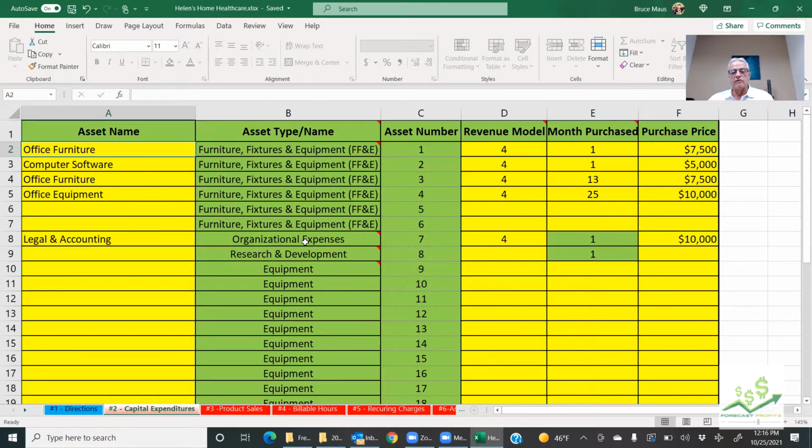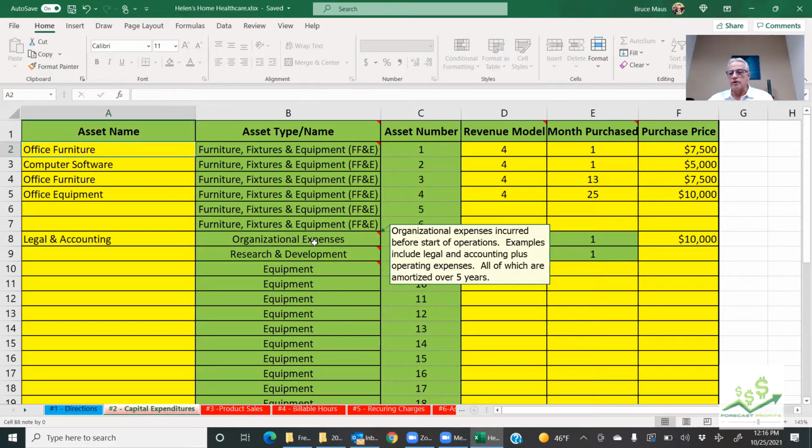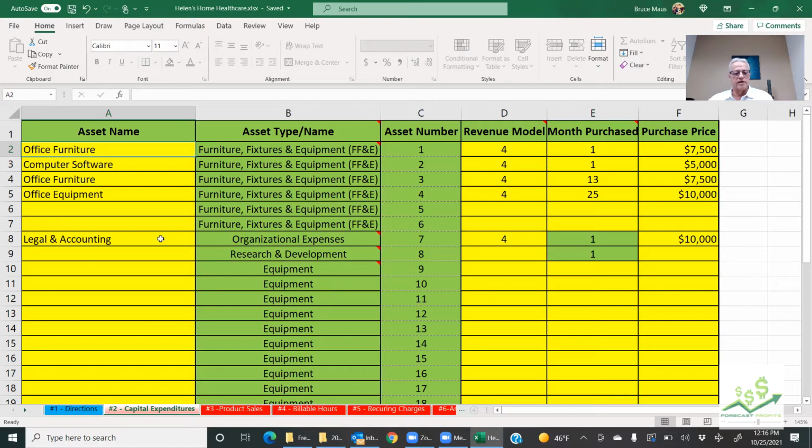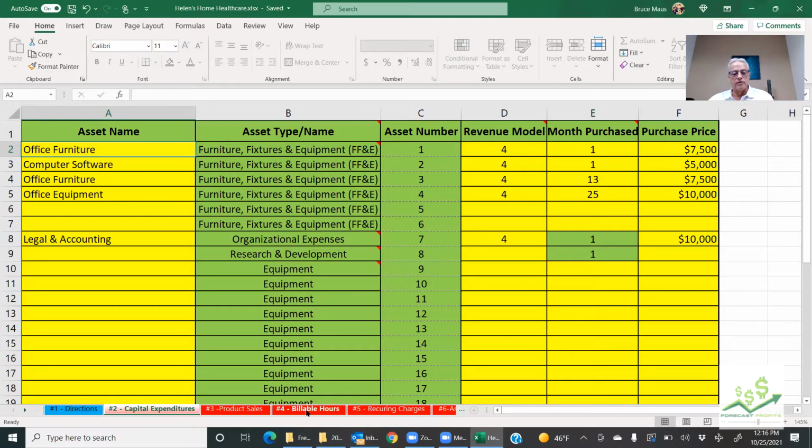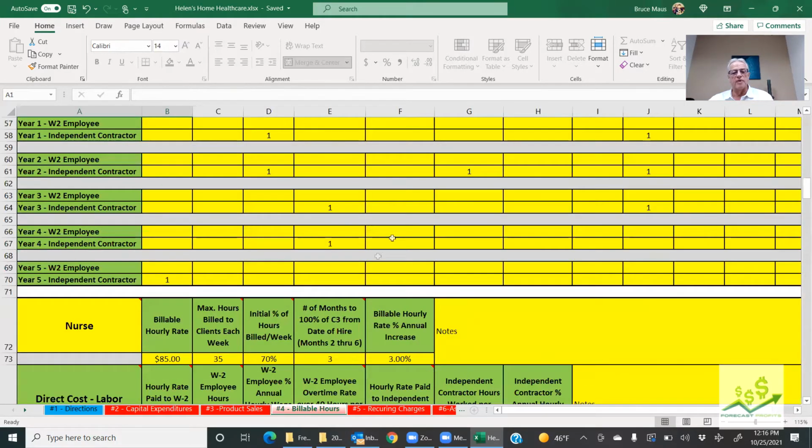Note that we have allowed for expenses that you would incur before the beginning of operations. In this case, organizational expenses, which are amortized over 5 years. On your financial statements, that could include legal and accounting expenses, as well as office rent before you begin operations. The same rule applies to research and development if that applies. Next, let's go to the revenue model that these assets are assigned to, billable hours.